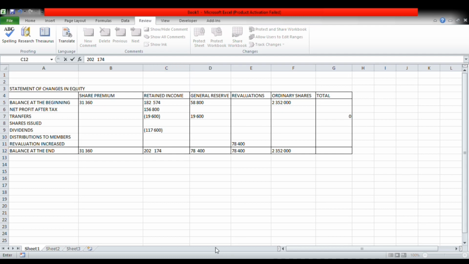The only thing that we're left with is the total. With total, I think we're all going to get it. I'm not going to show you how to calculate the total. You add all the balances at the beginning to get the total. You take the net profit amount the way it is and paste it there on total. The transfer is 0, so we have dealt with that one. The dividends is 117, I'm going to paste it the way it is. The same applies to revaluation, and you get the total at the end.